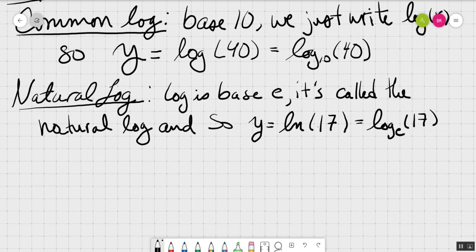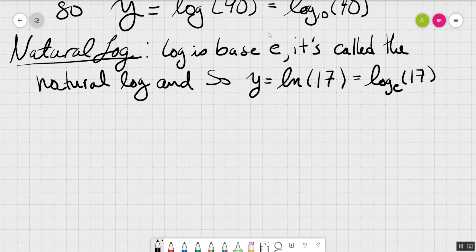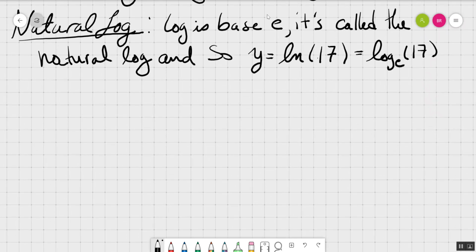So if there's no base value, you're going to call it 10. If it's an n there and not a log, then it's base e. Now you may remember that e is the natural base that arises from doing compound interest, so it makes sense that they would call this the natural log. Let's use this to do some calculating.